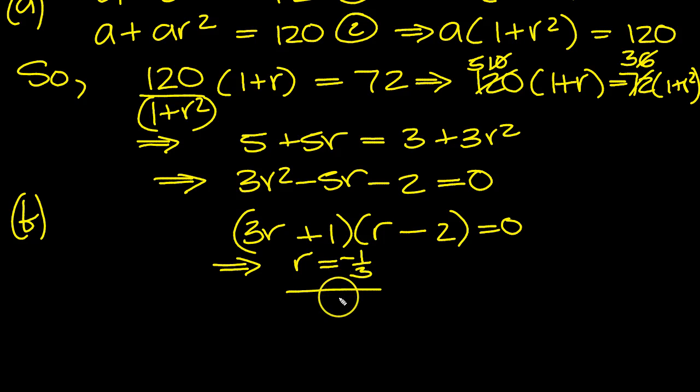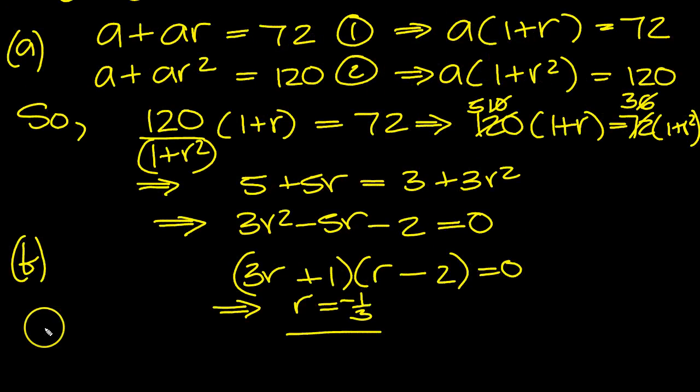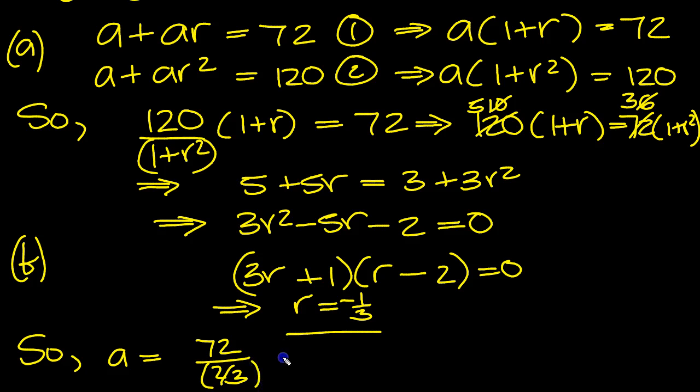And S infinity. So if R is minus 1/3, then we can get A, can't we, from either of these? So let's have a little look at them. A is equal to 72 over the 1 plus R. 1 plus R is 1 minus a third is 2/3. So 3 moves up, 2 goes into 72, 36 times 3 is 108. So A is 108, R is minus 1/3.